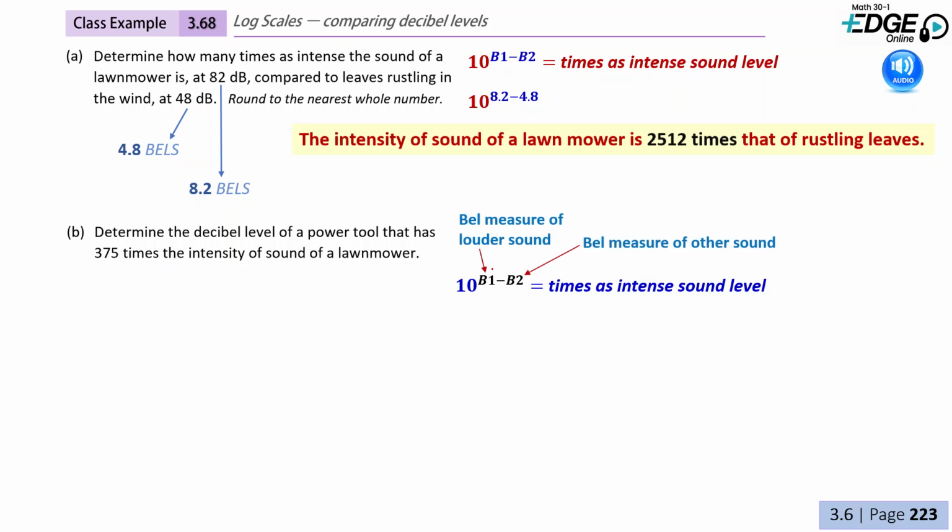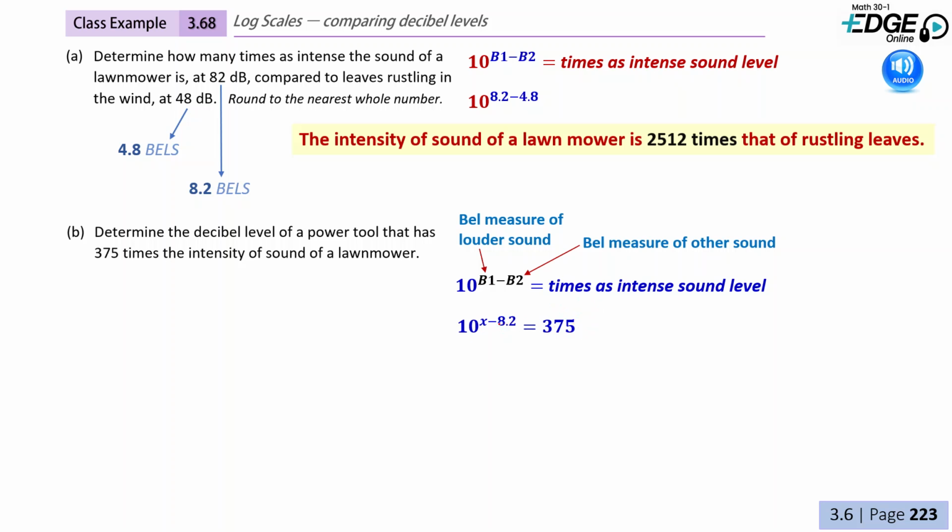So the first B value is going to be the bel measure of the louder sound. The second one would be the bel measure of the other sound. So in this case, we don't know the louder sound. But then the other sound is going to be 8.2. And then we know whatever that works out to, it's going to be 375 times as intense.